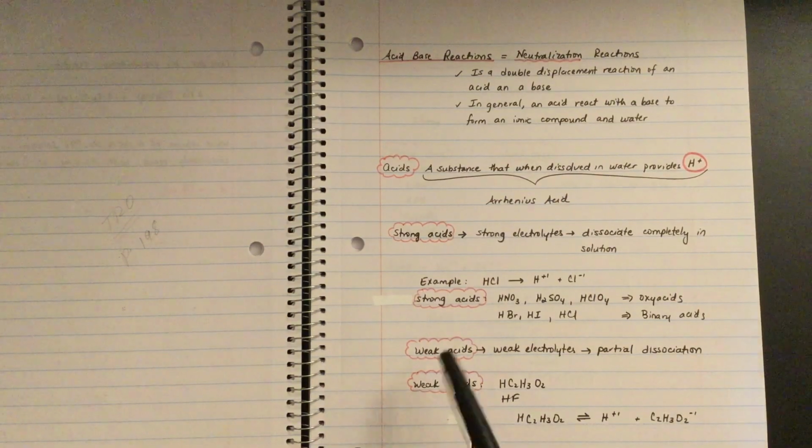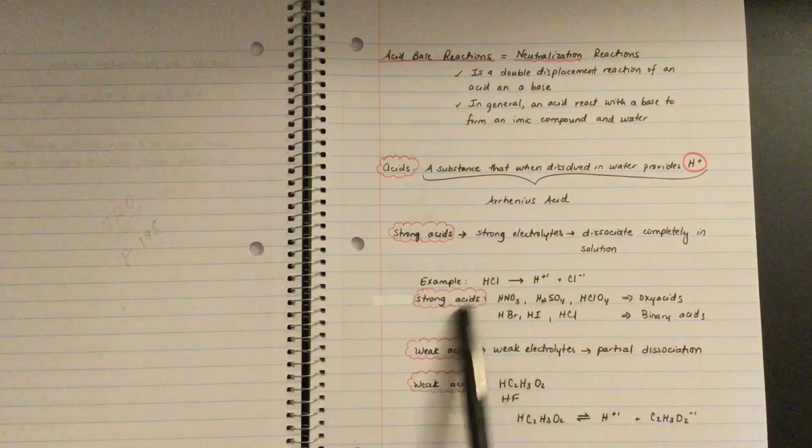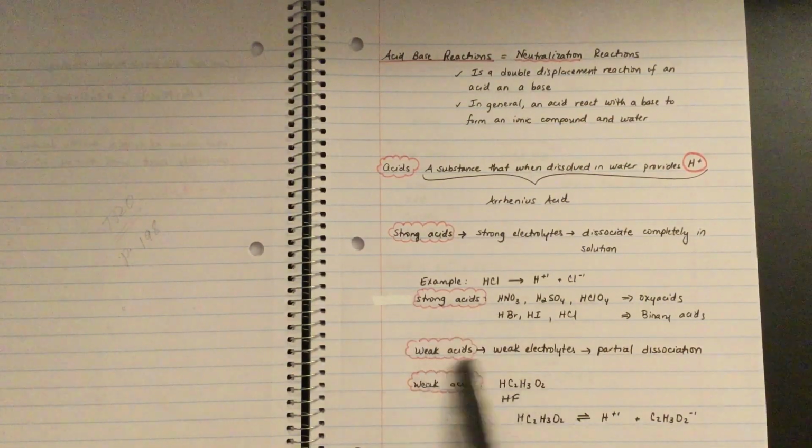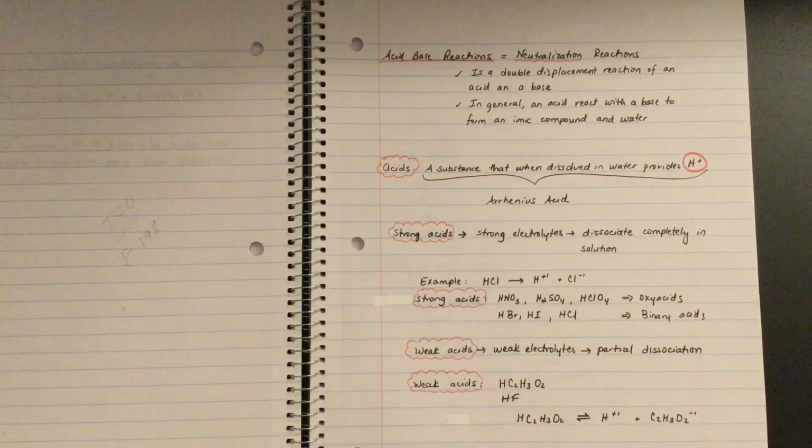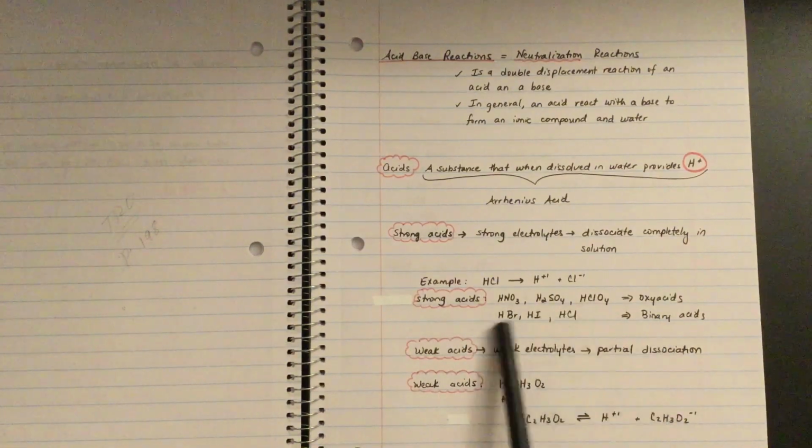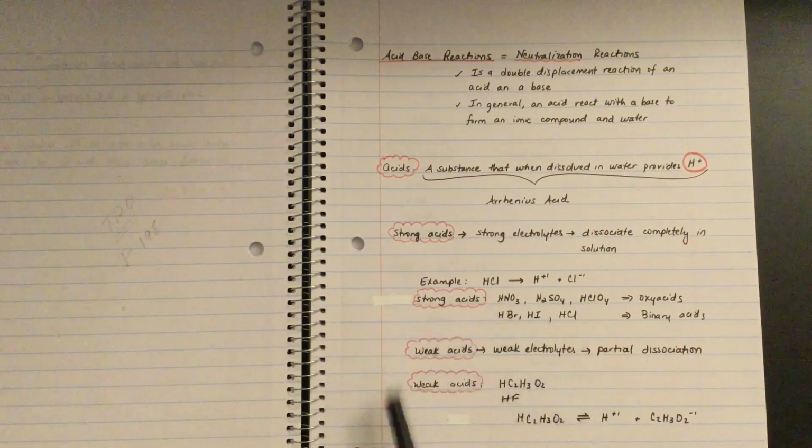I have a list here with strong acids and weak acids. I have two examples for weak acids. Every Arrhenius acid that we're going to be seeing in this lecture is a covalent compound. You don't have metals, you are sharing electrons, and still your acid will dissociate in water to give you the proton, the hydrogen ion, and the negative anion.